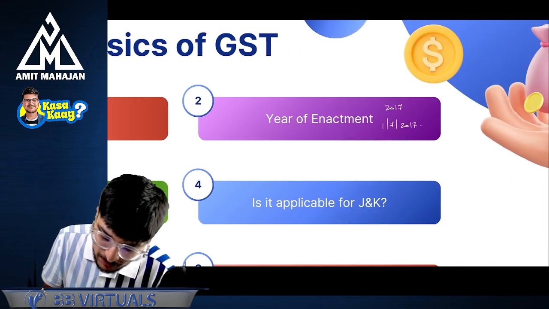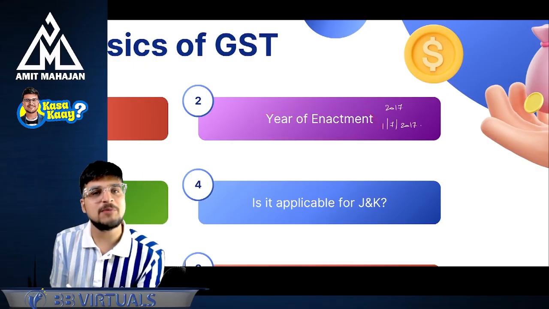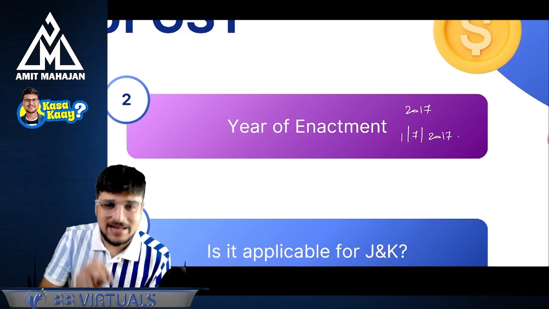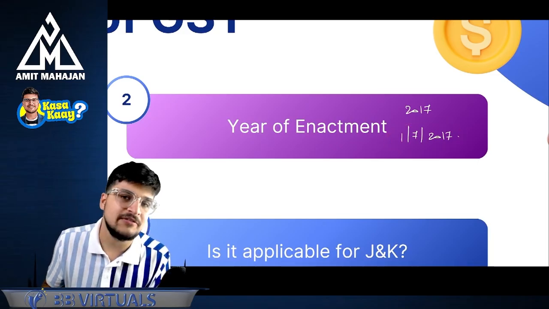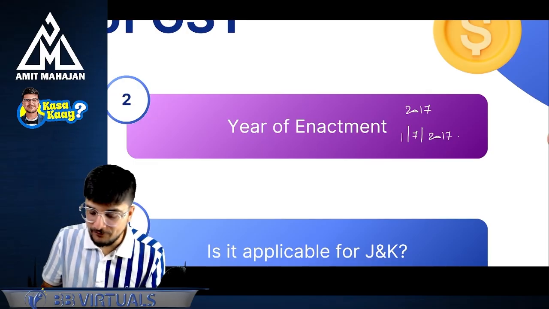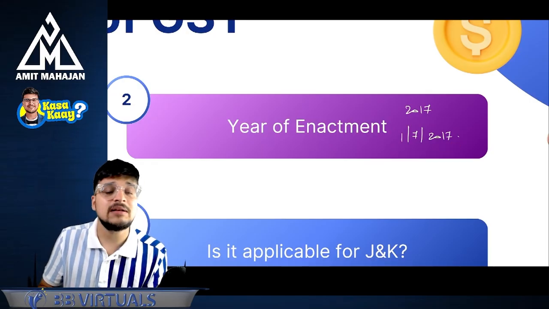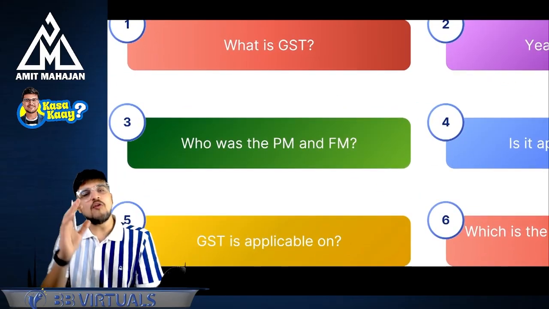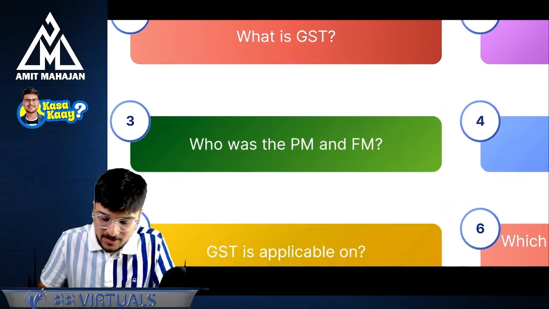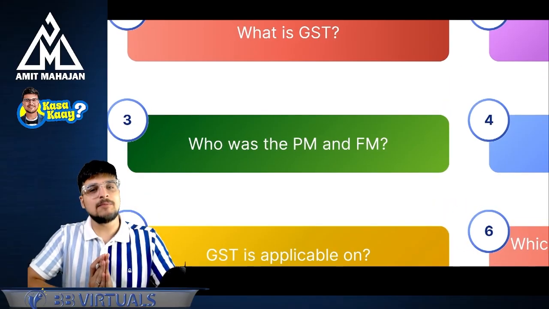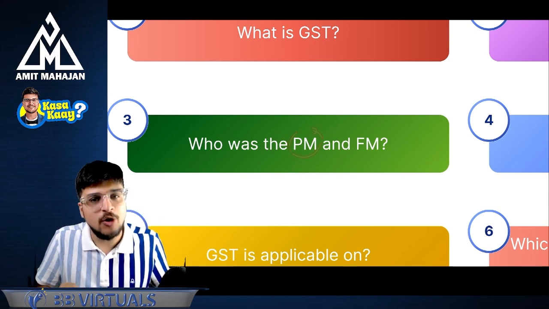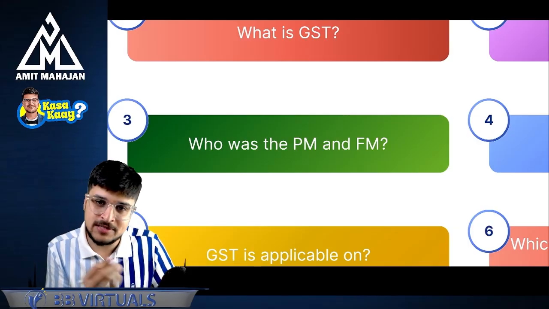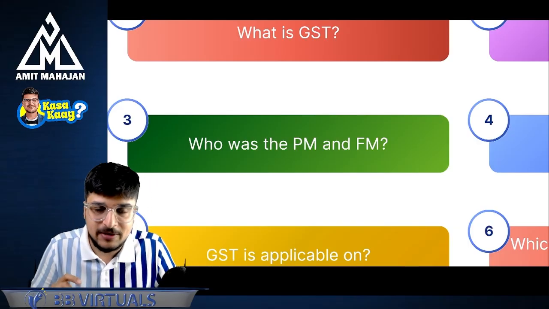Number one. Point number two, what is the year of enactment? The year of enactment of GST is 2017, and the exact date is 1/7/2017. Perfect. On first July 2017, the GST got enacted. Who was the PM and who was the FM? Shri Narendra Modi ji was our PM when GST got introduced. And who was the finance minister? The late Arun Jaitley ji was the finance minister at that point of time.